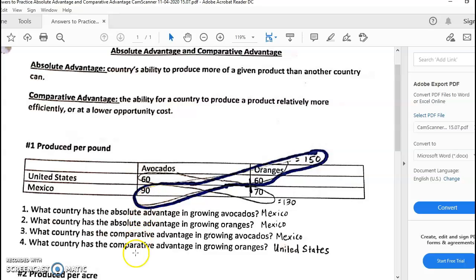And then number 4, what country has a comparative advantage in growing oranges? Well, that is going to be the United States, because that number 60 is what the United States is producing in oranges. So the United States has the comparative advantage in growing oranges, or in other words, the United States should focus on producing those oranges, and then they should trade those oranges with Mexico.